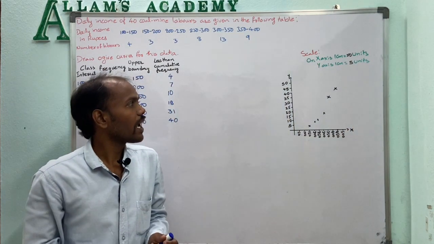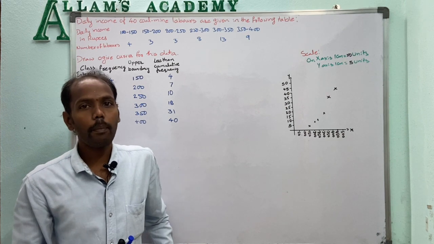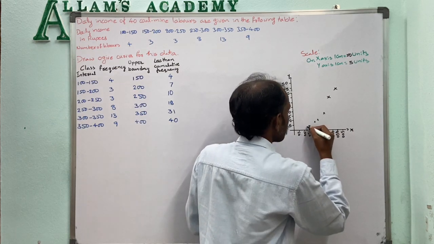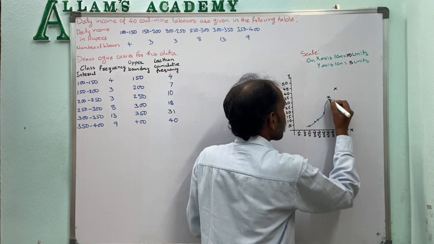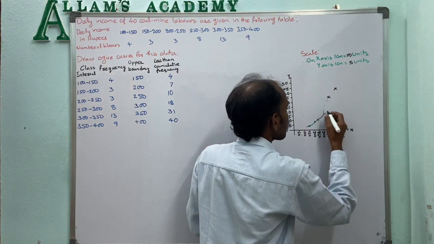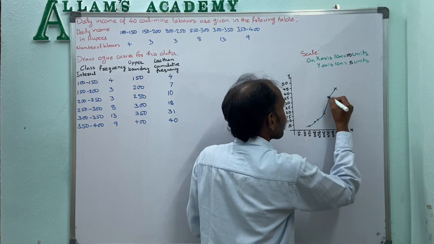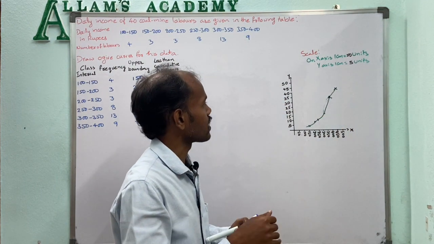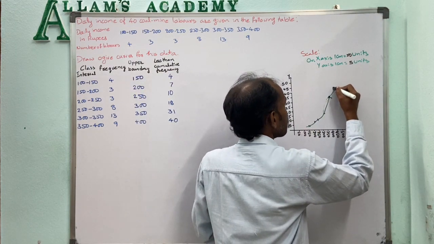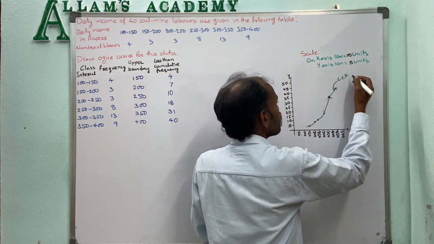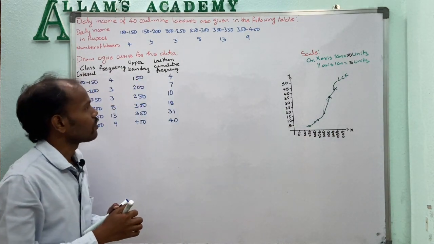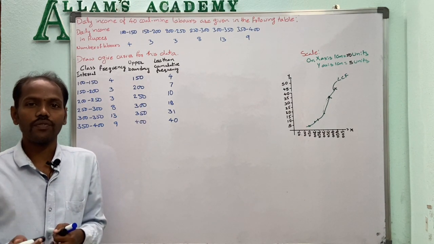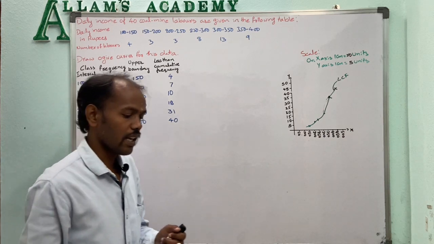Now if we join all the points, we get a curve, and the curve is a rising curve. It is the less than cumulative frequency curve. Okay, so next, finding the greater than cumulative frequency curve, the more than ogive.